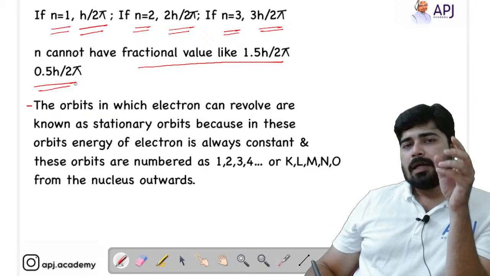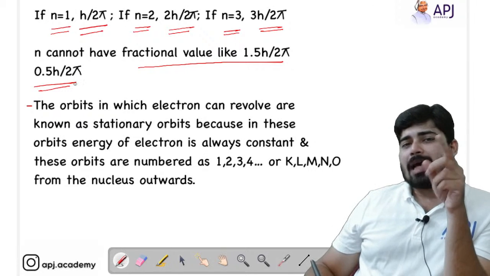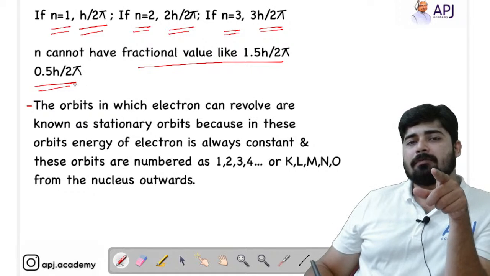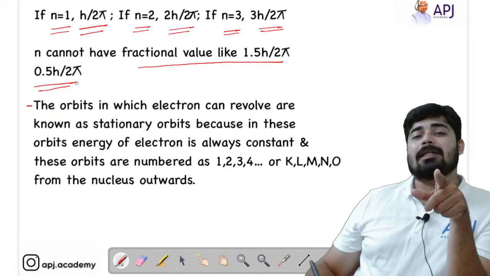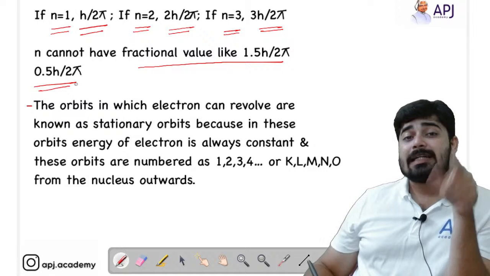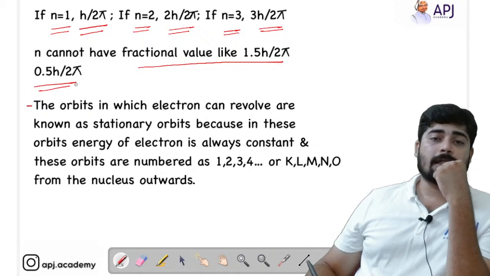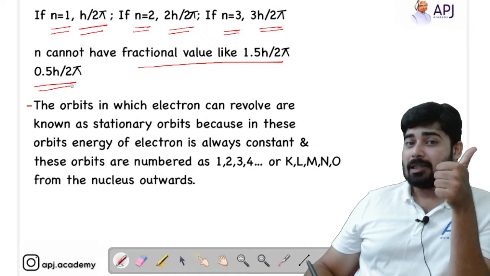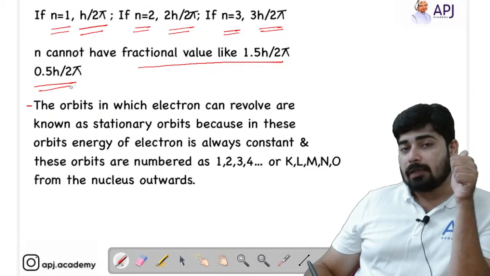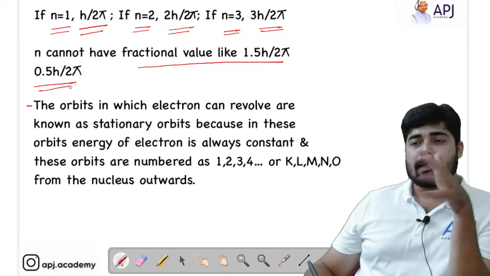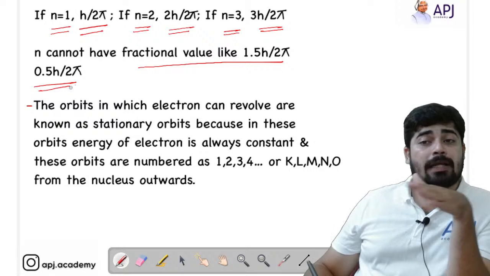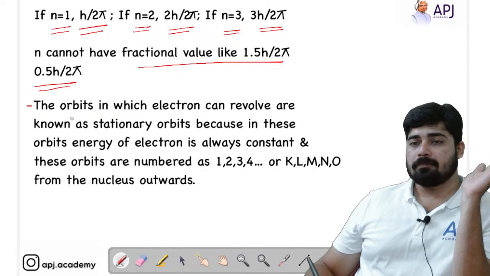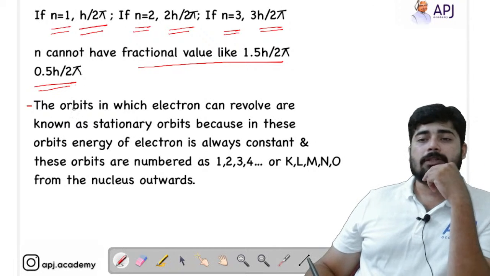Bohr said that electrons only occupy those orbits with an angular momentum which is an integral multiple. It should be an integer multiple of h by 2 pi. That is, n should be an integer. It can be 1, it can be 2, it can be 3, etc. But it should not be any fraction. Okay. Now let's move on to the next point.